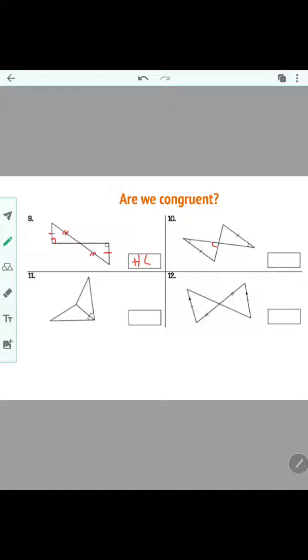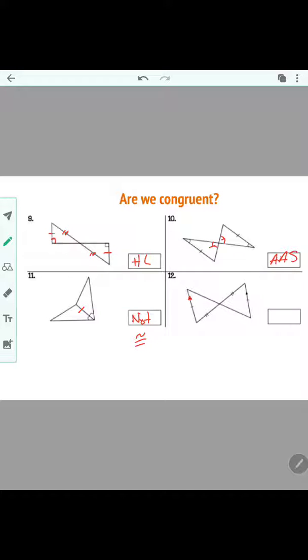Number 10, the vertical angles are congruent, so it's angle, angle, side. For number 11, I have one angle and one side is congruent, but that's not enough to say that they are congruent.